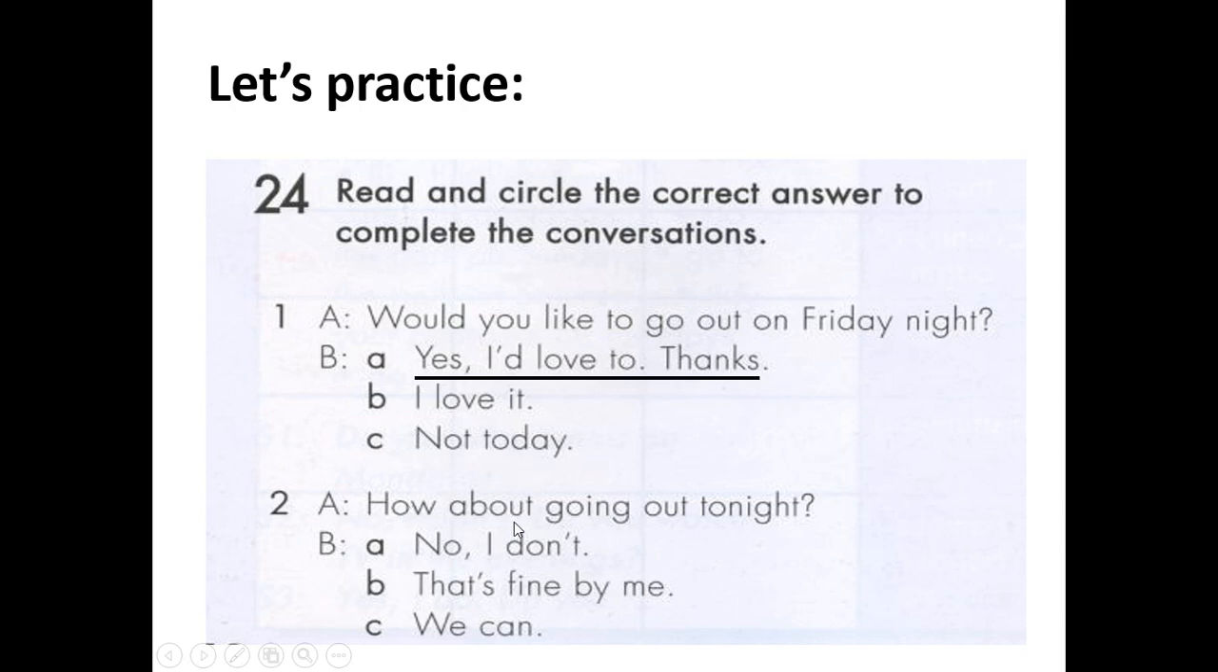2. How about going out tonight? Going out tonight. A, B, and C. No, I don't. That's fine by me. We can. How about going out? So that's fine by me. That's okay. It means I accept. That's fine by me.